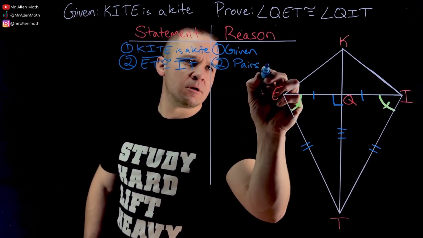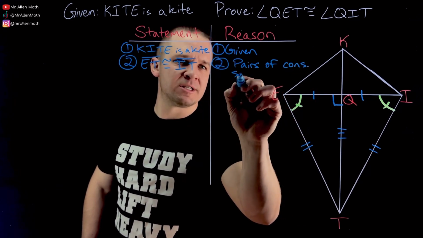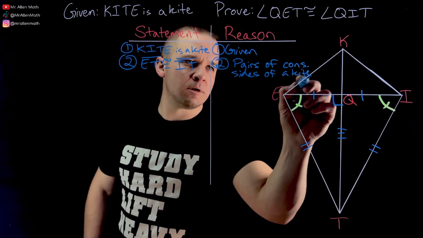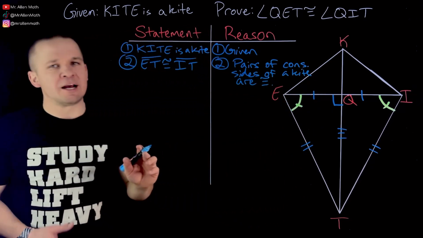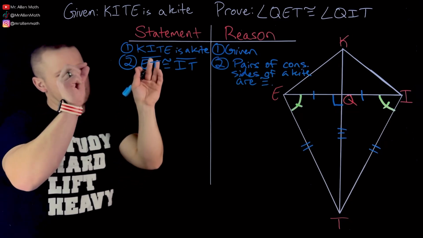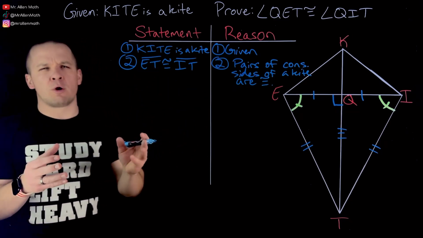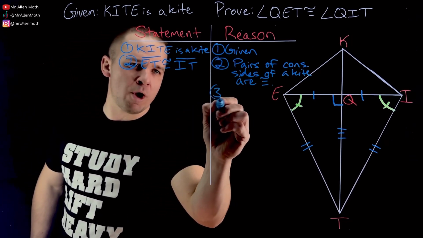Pairs of consecutive sides of a kite are congruent. Okay. Again, some just write down that KE is congruent to KI, IT is congruent to ET. It's kind of a weird one to write up. I remember that when teaching honors geometry years ago, it was always kind of a weird one to write.